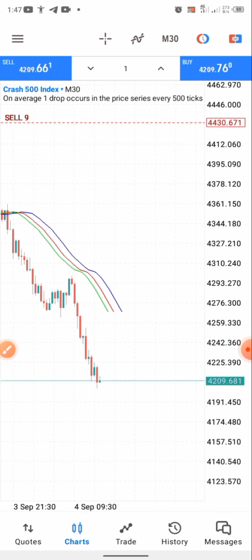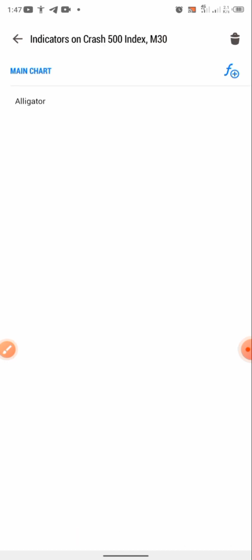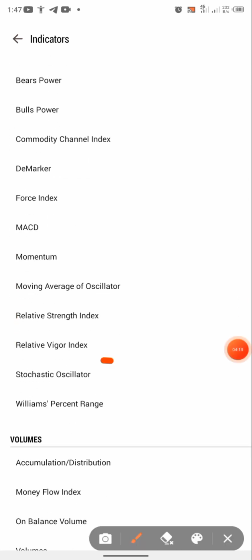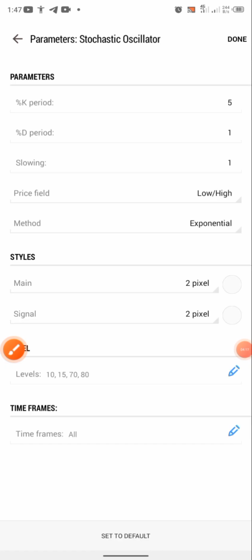Now the second indicator we are going to add. This indicator is going to be in our indicator window one. Just click on the main chart, which is the F plus. Click on it, then add your Stochastic Oscillator, which you are seeing right here. So we'll be adding the Stochastic Oscillator to our chart. This is how the parameters look. Just set everything up like this.